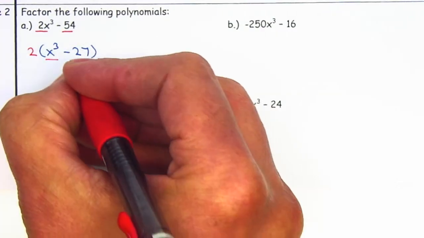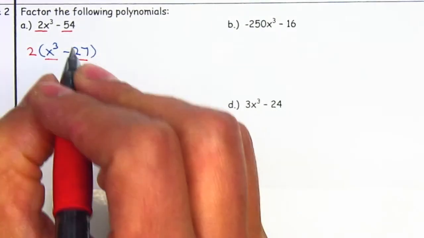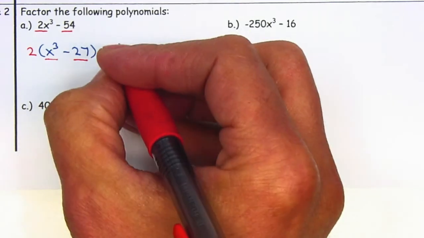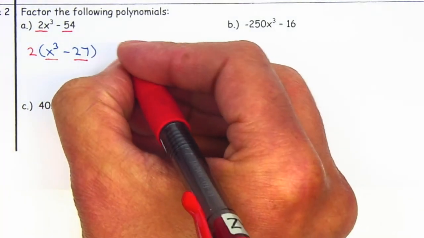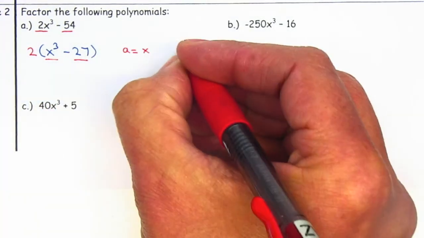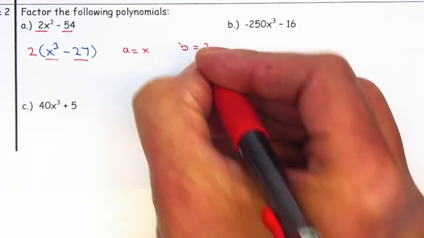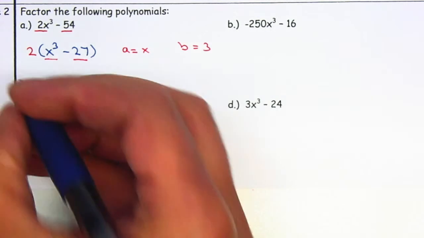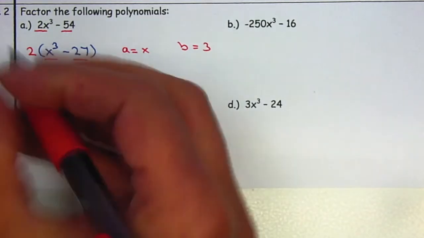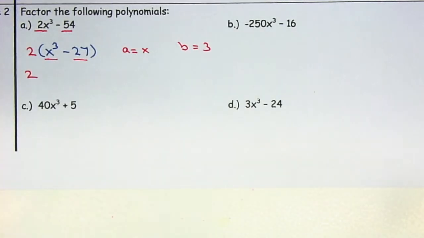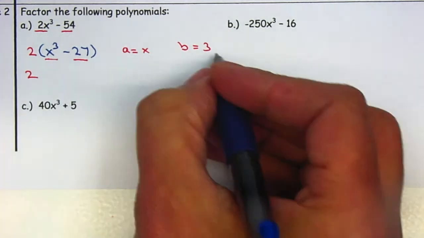This is a cube and this is a cube, and there's a minus in between. So I can use the formula for the difference of two cubes. A will be x. One number multiplied by itself 3 times that gives you 27 will be 3. The 2 comes down. Then the formula will tell me a minus b, so it'll be x minus 3.